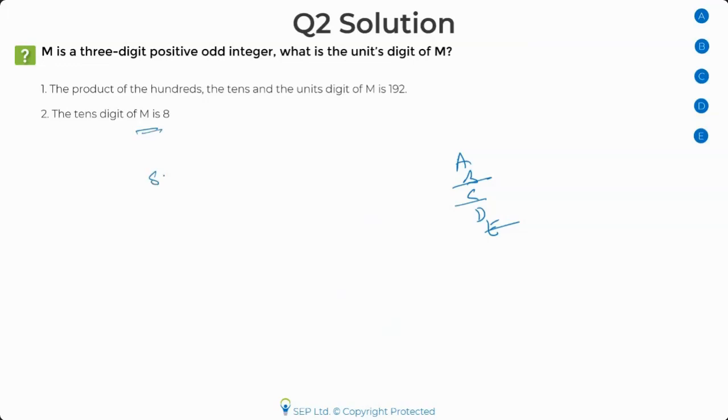Second statement is tens digit is 8. So my number was A, B, C, my tens digit is 8. But you know that we are looking for C, right? So statement two is not giving me any additional information to figure out what C can be. C can be 1, 3, 5, 7, 9. All possibilities are still open.